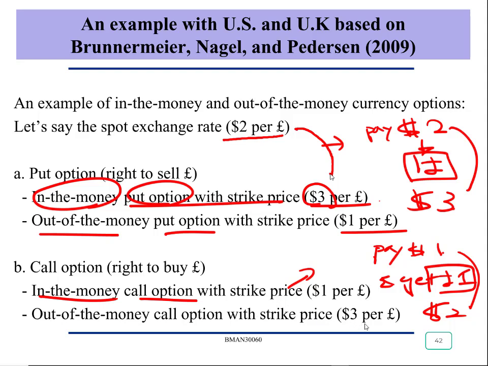What about the call option with this strike price? There's no reason to buy 1 pound by paying $3 because you can buy 1 pound in the spot market for less than $3. So this is a so-called out of the money call option. Now, the out of the money put option here and the out of the money call option here are symmetric. The strike price of this one is equidistant from the actual exchange rate, a $1 difference. So we can compute risk reversal by using the out of the money put option, this guy, and the out of the money call option, this guy.